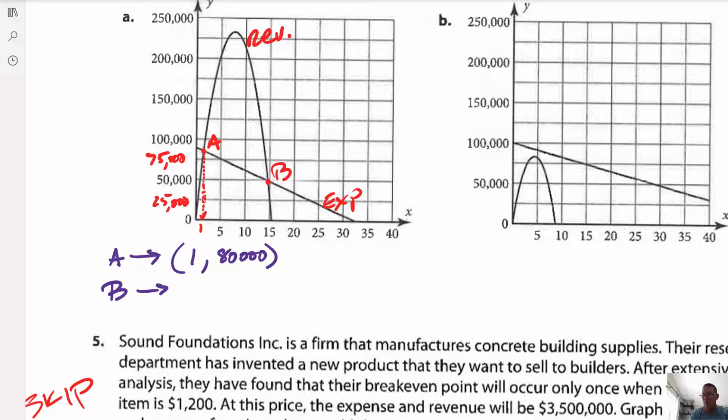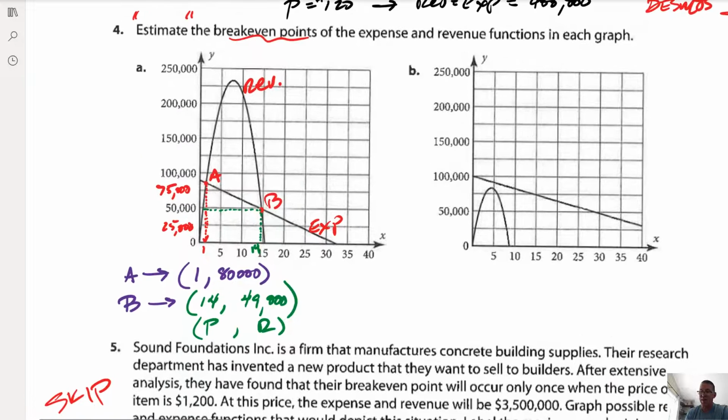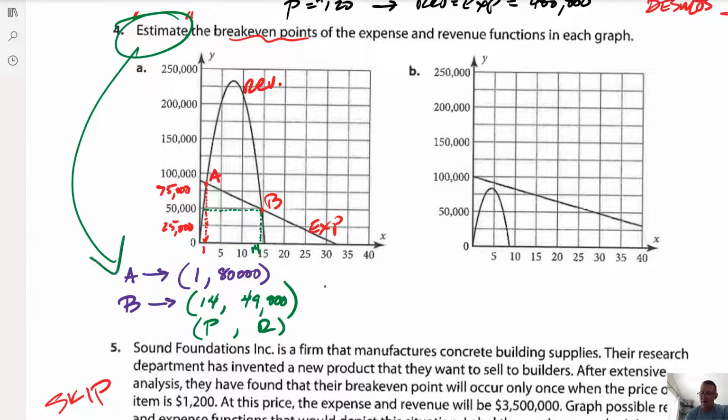Okay, point B, the other break-even point, you pretty much do the same thing. You want to go straight down to the axis. That could be about 14 or 15, don't really know, but it's got to be close. And then you come over here and it's very close to 50,000. Don't know if it's exactly 50,000. If it's a little bit under, it could be 49,000. But if the price is 14, then the revenue here is approximately a little under 50,000. Let's say 49,000. There we go. Price and then revenue, and those are the break-even points. And again, it says estimate, so these are not exact.